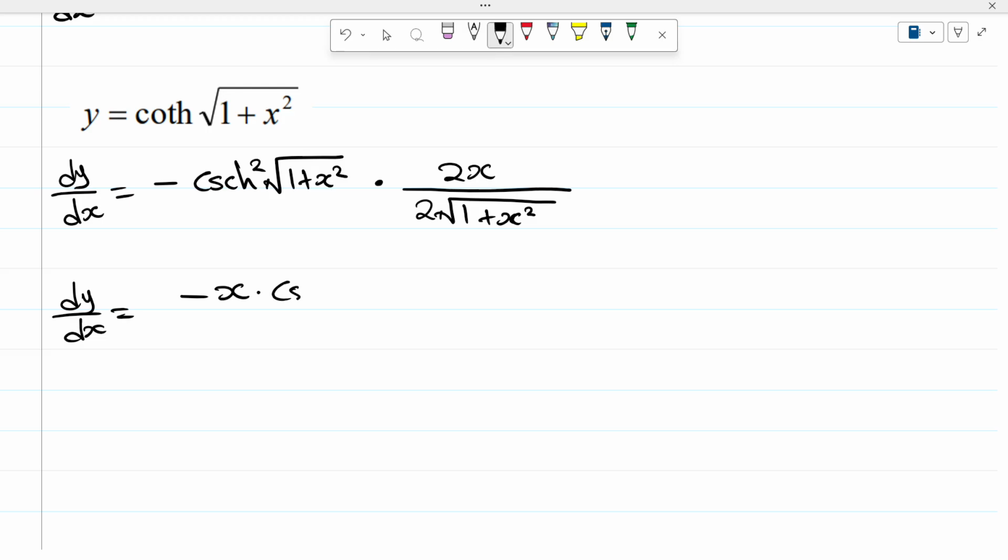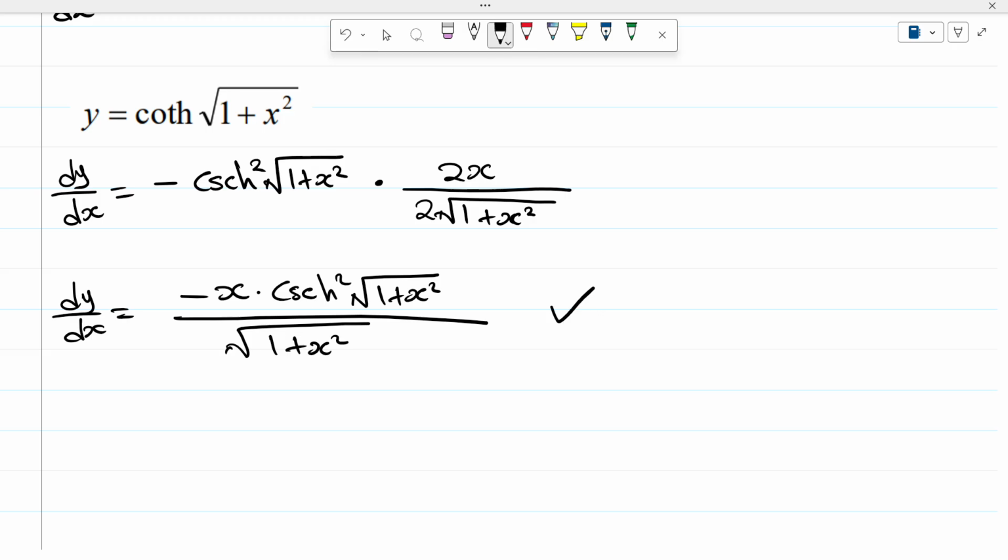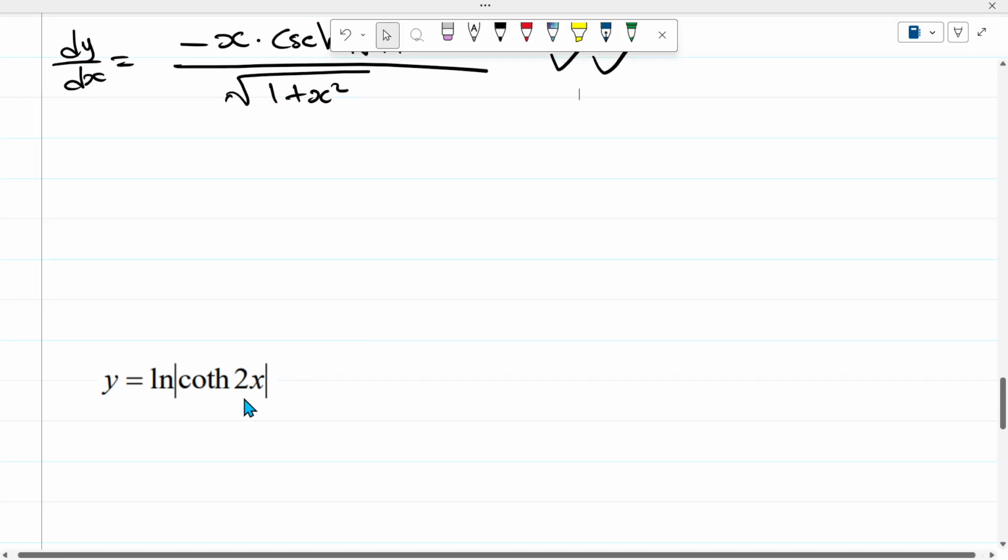and then at the end of the day you will end up with minus x multiplied by hyperbolic cosech coth of the root of 1 plus x squared, divided by the root of 1 plus x squared. And then, ta-da, you now have your final answer, which is that one. Yeah, that was an easy one. Of course, that was an easy one.